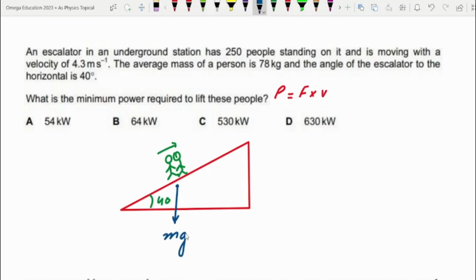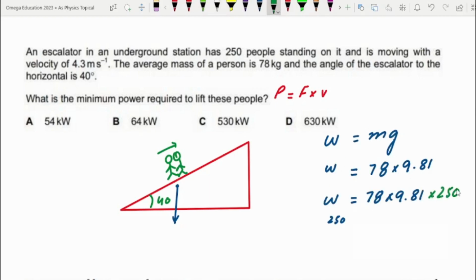But what is the weight of 250 people? What is the value for the weight? So let me first find the value of weight for all 250 people. All right, now we can hit it on the calculator. Okay, so this is what we have as the weight of all 250 people.